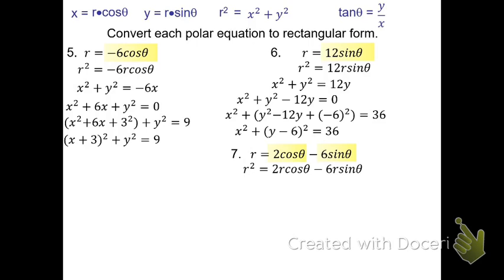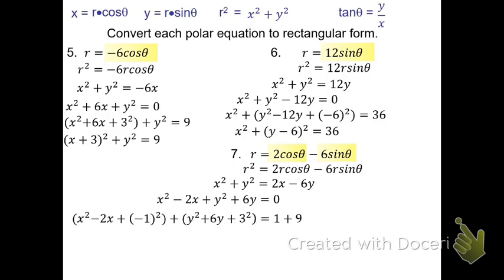Now we can do three substitutions. r squared becomes x squared plus y squared. 2r cosine theta becomes 2x. Minus 6r sine theta becomes minus 6y. We'll move both the 2x and the 6y to the other side so we can start completing the square. Grouping, we would get x squared minus 2x. Half of negative 2 is negative 1, so plus quantity negative 1 squared. Plus the quantity y squared plus 6y. Half of 6 is 3, so plus 3 squared.